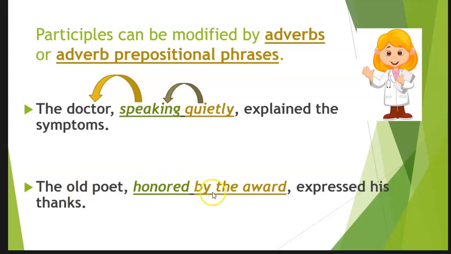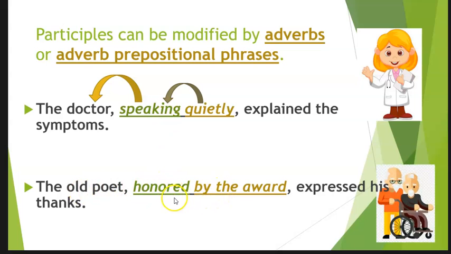Okay? Another example with a past participle instead of a present participle. Here, the old poet, honored by the award, expressed his thanks. Honored here is our past participle. It's the past participle of honor. It's modifying poet. Okay, it's telling us about the poet. By the award is a prepositional phrase. It's an adverb phrase telling us about honored, how he was honored. And so the whole thing becomes a participle phrase. They're linked together like cars on a train.